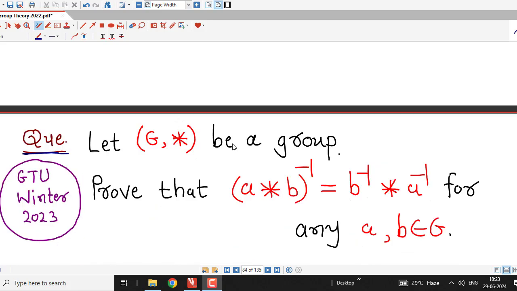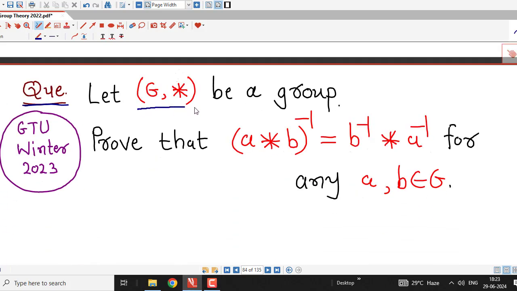So first question is, suppose we are given some group denoted by G with respect to binary operation denoted by star. Then we have to prove that inverse of A star B equals B inverse star A inverse for any A, B belongs to G. If we take any two elements A and B in any group G with some binary operation star, then this property is always true. That is, inverse of A star B equal to inverse of B star inverse of A.